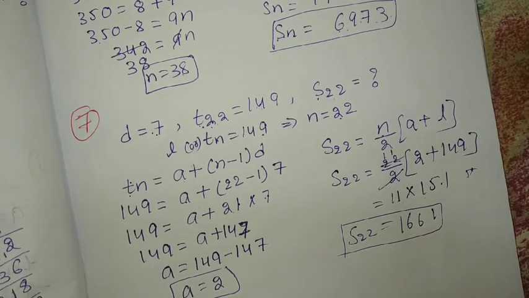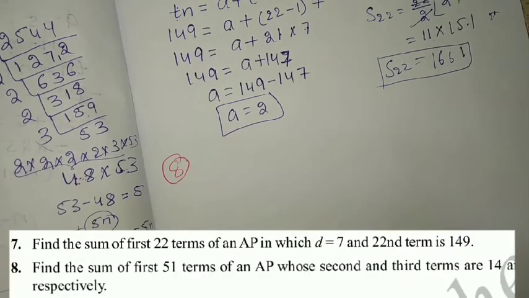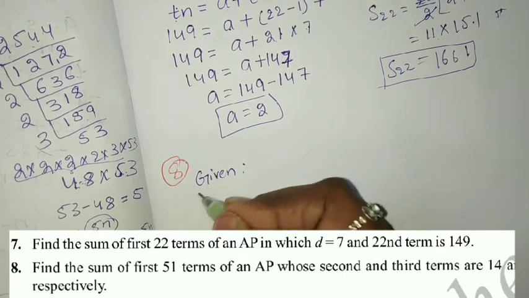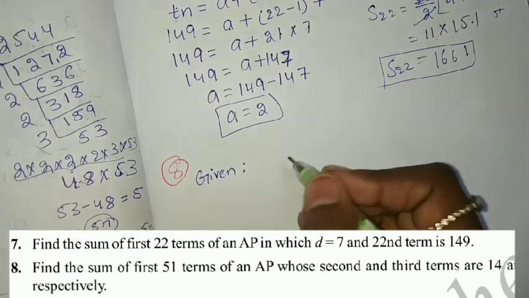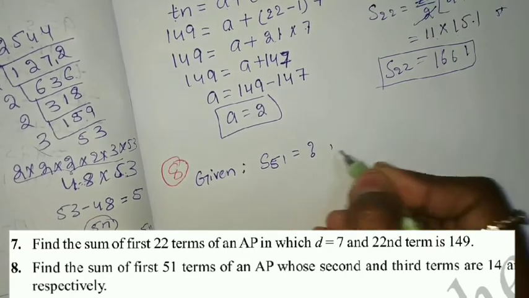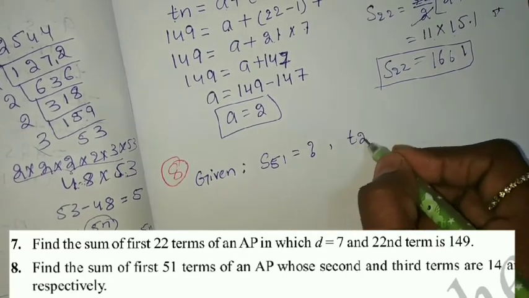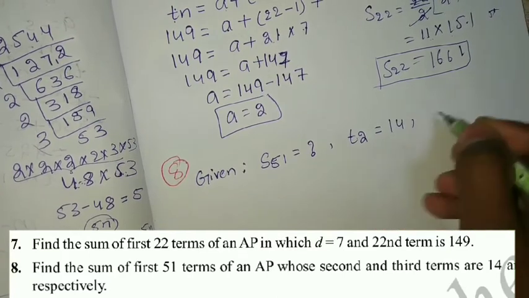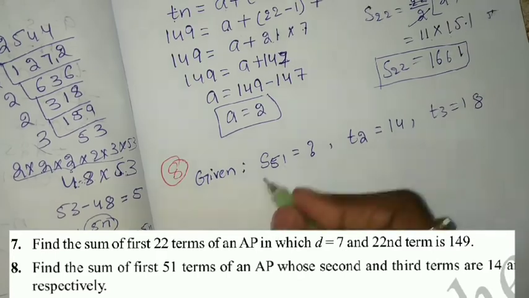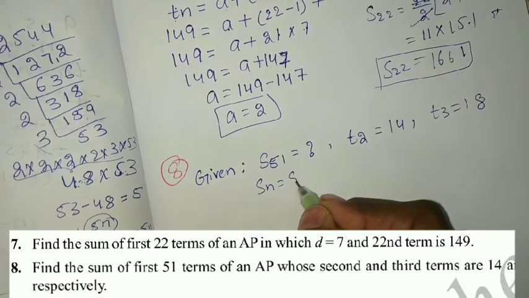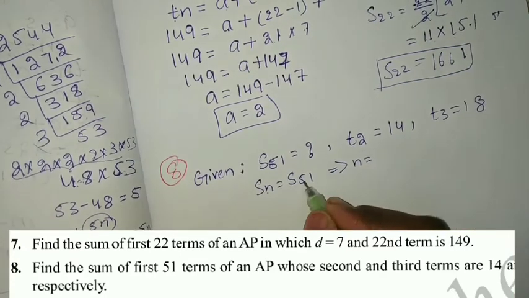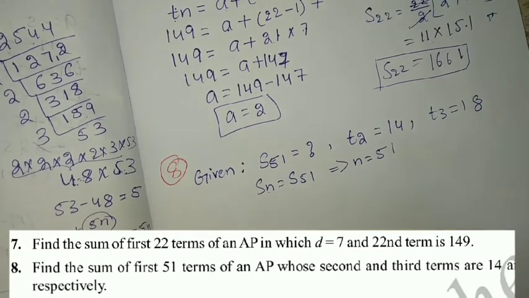Let's move to the last, 8th question. What is given in the question? Given, we need to find the sum of 51 terms, and also they have given term 2 is equal to 14 and term 3 is equal to 18. Understand? So Sn is equal to S51. So absolutely you can say what is n here? N is equal to 51.